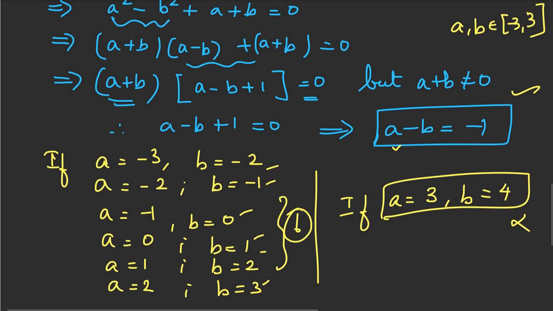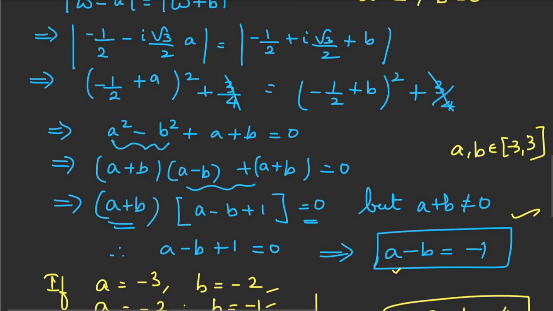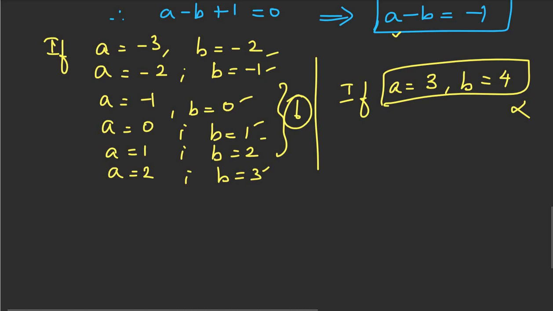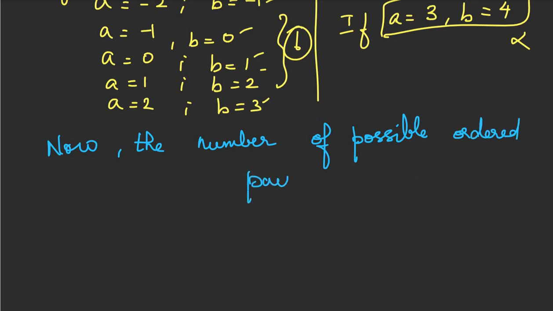Already, for the first case, if z is equal to 1, we have taken. If z is equal to 1, there are 4 cases. So the total number of possible ordered pairs will be equal to 4 plus 6, which is equal to 10.